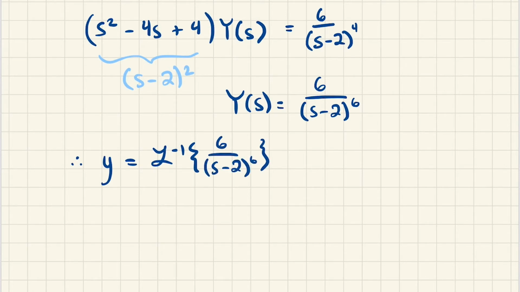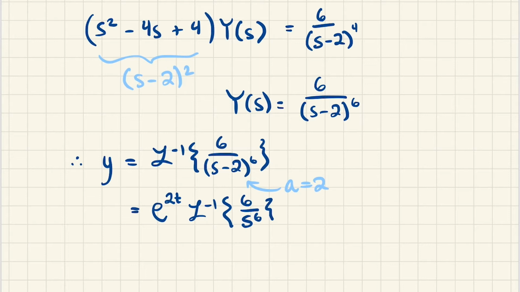Okay, well, we know that there's a translation that occurred here. We can see that a is equal to 2. So we can write this as e to the at, which is e to the 2t, times the inverse Laplace of 6 over s to the 6. Okay, very nice, because we know that this is of the form n factorial over s to the n plus 1, with n equal to 5.